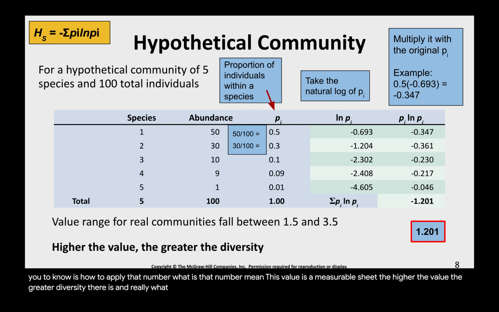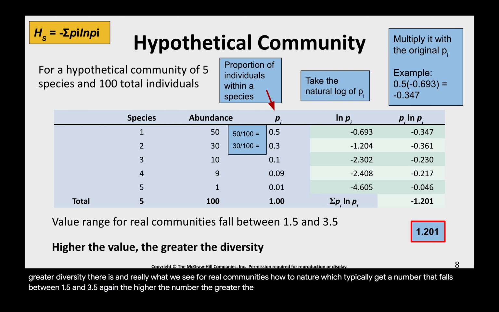And really what we see for real communities out in nature, we typically get a number that falls between 1.5 and 3.5. Again, the higher the number, the greater the diversity in that community.